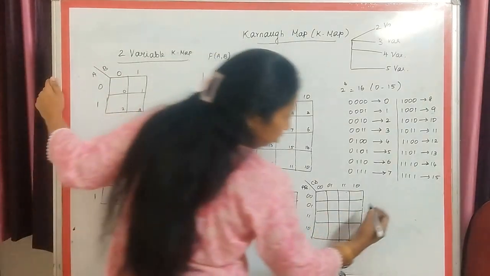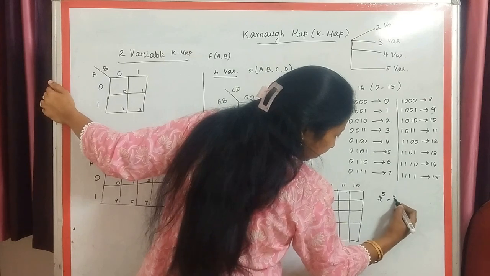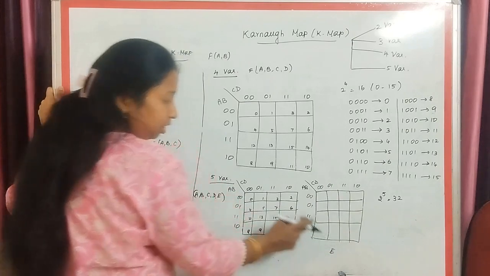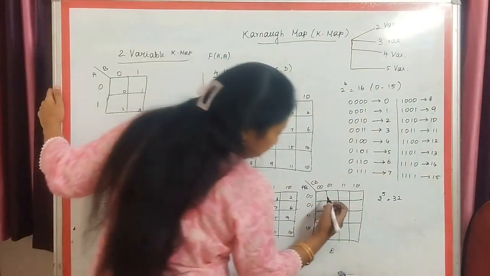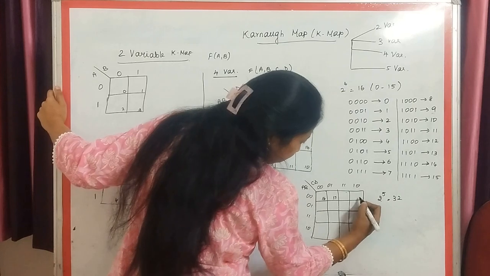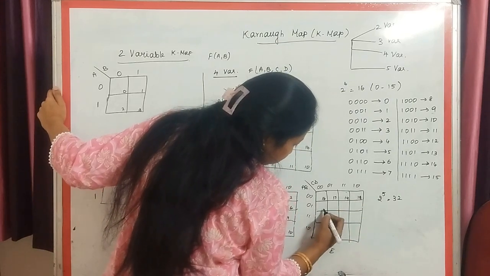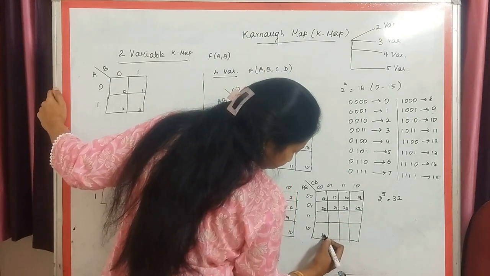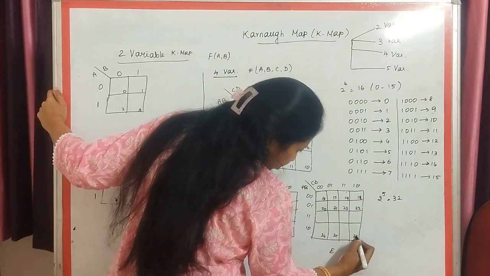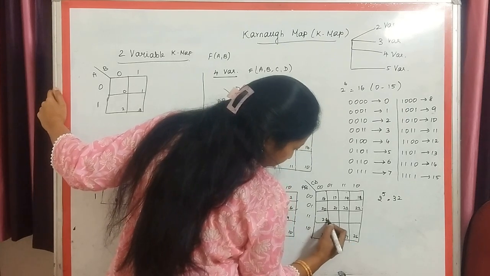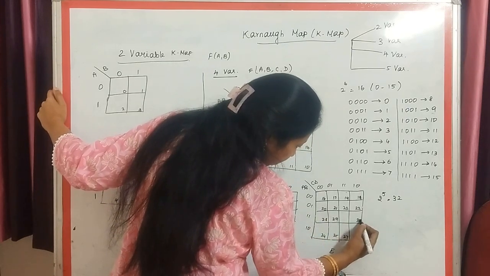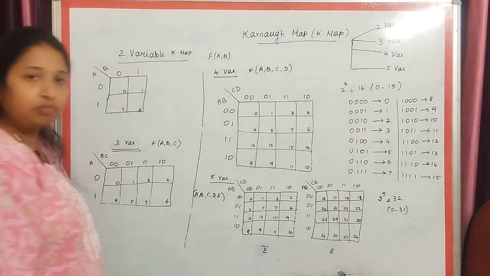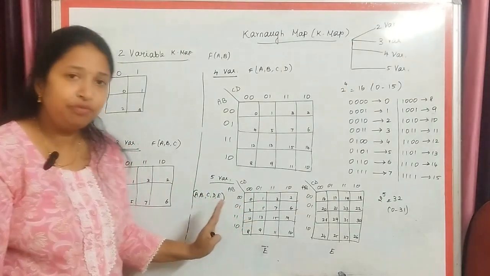Clear? But you know 2 power 5. For 5 variable mapping, you have 32 combinations, right? So after 15, you have to continue the numbers here in the next box. That is 16, 17, 18, 19, 20, 21, 22, 23, 24, 25, 26, 27, 28, 29, 30 and 31. That is starting from 0 to 31. Clear? This is how you will be representing a 5 variable map.